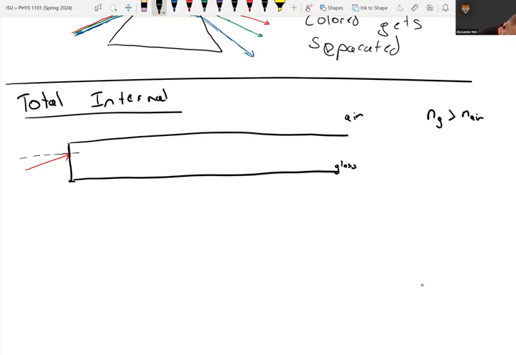Okay. So my question is, what is going to happen? Now I'll try and draw this a little bit more exaggerated. But let's say that this theta equals 20 degrees. So what is going to happen there?